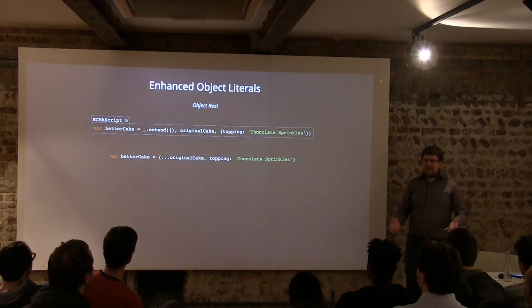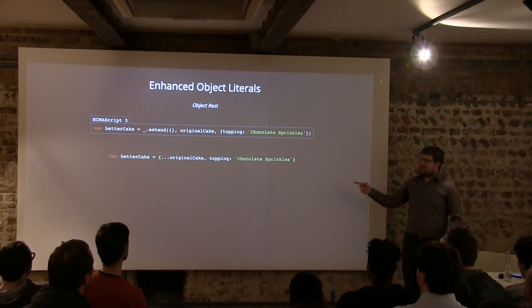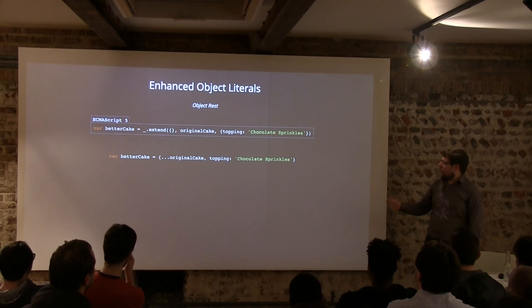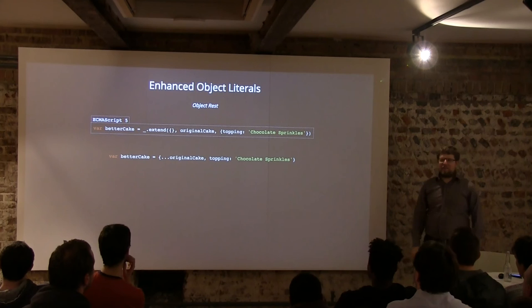And now it's in the language, I no longer use it because there's also syntax that does it better. But this is again a great thing for writing immutable code because, rather than saying original cake got topping, it was chocolate sprinkle, I can make a new cake with new topping. Now I have two cakes.